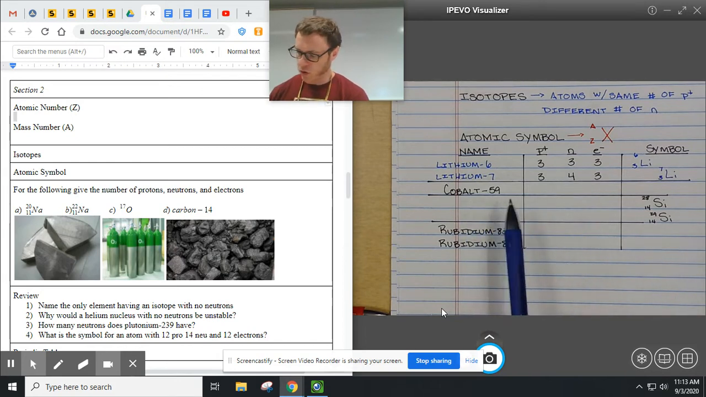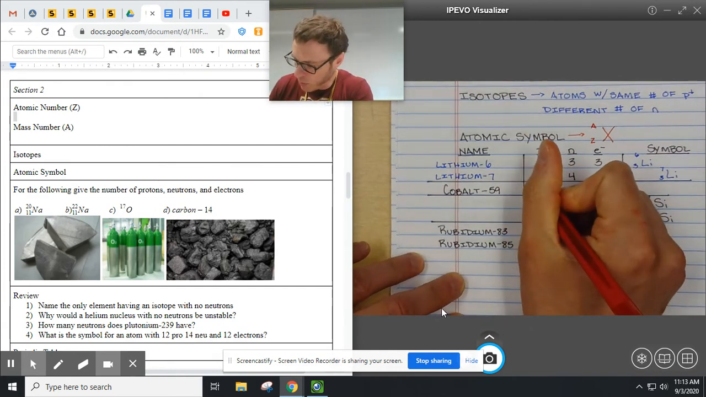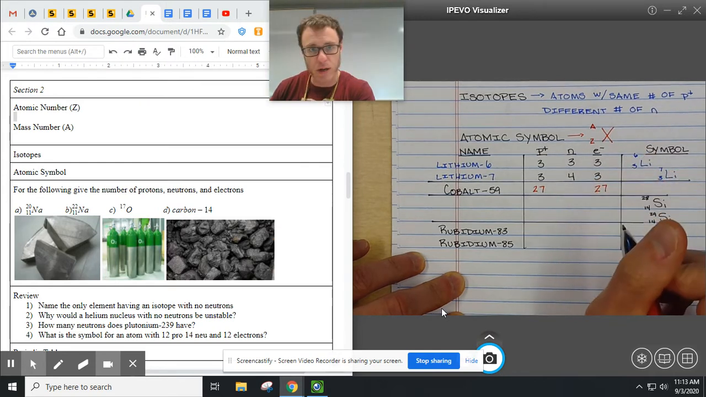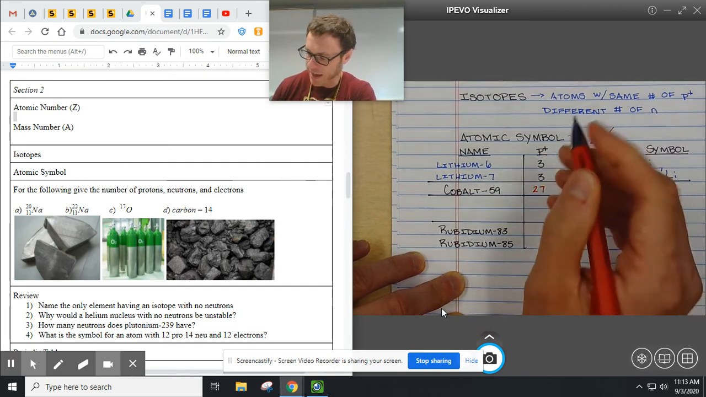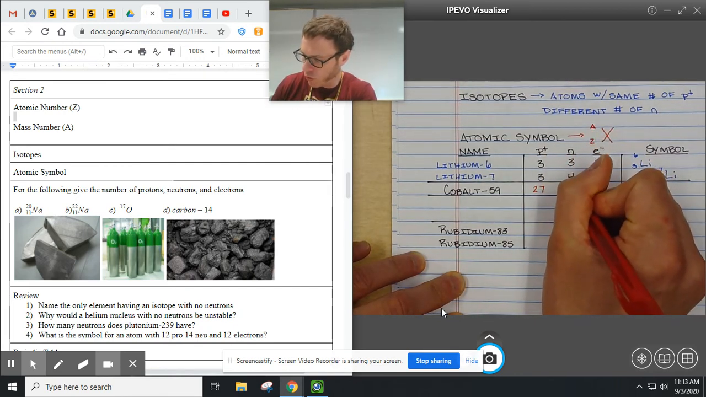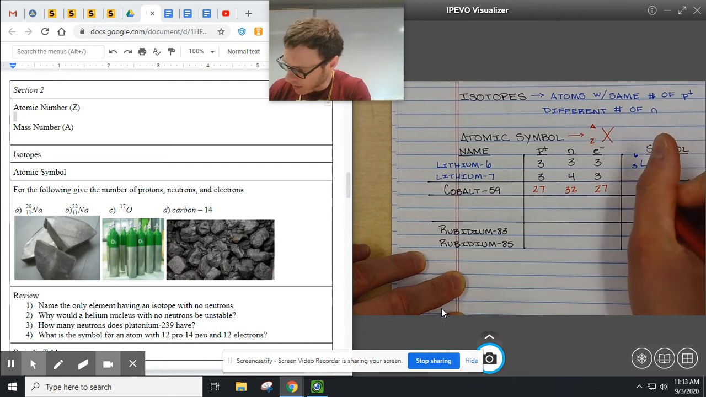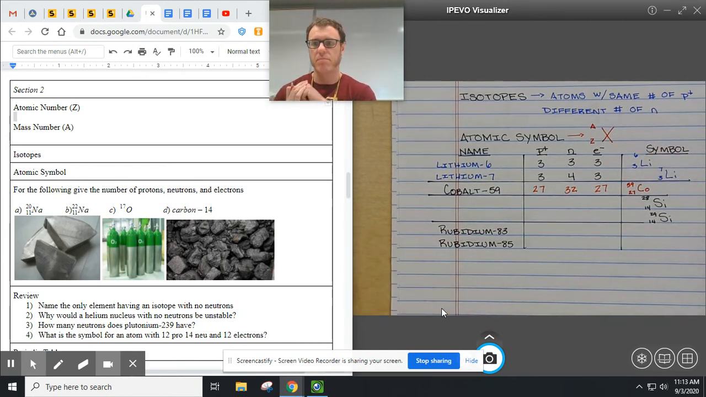For these other ones, cobalt-59, I'm going to find cobalt on here. Cobalt's number 27 on the periodic table. So we get 27 protons, and that means we have 27 electrons. That wasn't so hard. Here, 59 minus 27 is going to give us 32 neutrons. That's where we get that from. In cobalt, there we go, 27 there and 59 up the top. So there we are, cobalt-59.